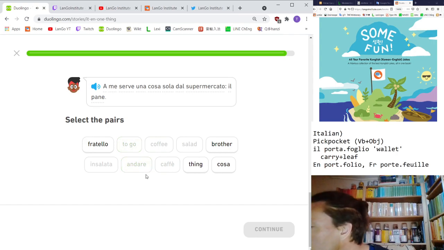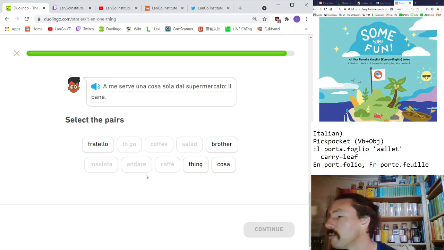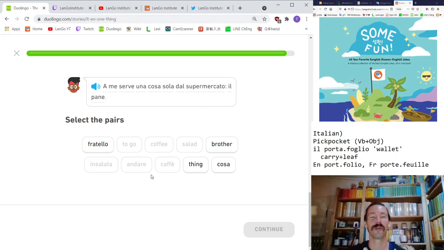Musical term. Knowledge is knowing a tomato is a fruit. Wisdom is putting it in a fruit salad. Is this a spontaneous Leviism? Or something you heard somewhere? Wisdom is not putting it in fruit salad. Cosa. Fratello.